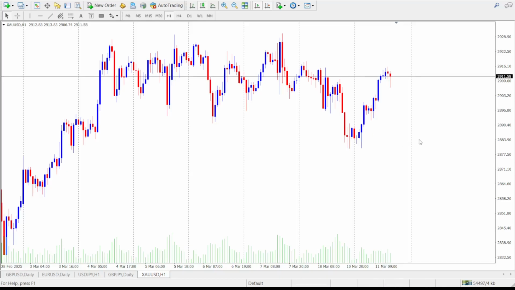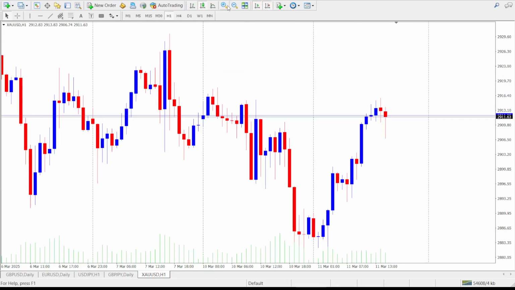Now, price action trading is all about reading the market's movement. Instead of relying on lagging indicators, this strategy focuses on what price is actually doing in real time. If you master price action, you'll be able to spot high probability trade setups, manage risk effectively, and develop the confidence to execute trades without second guessing.